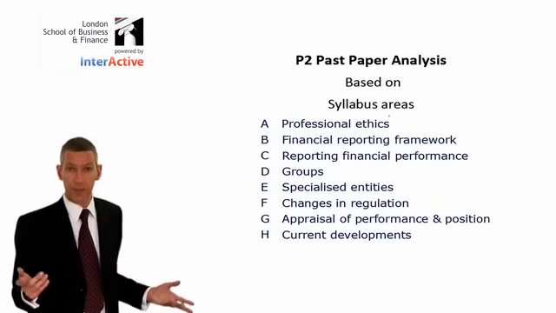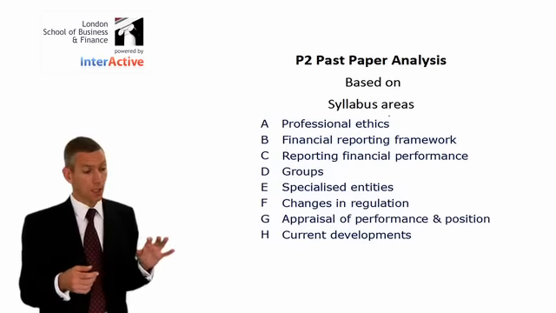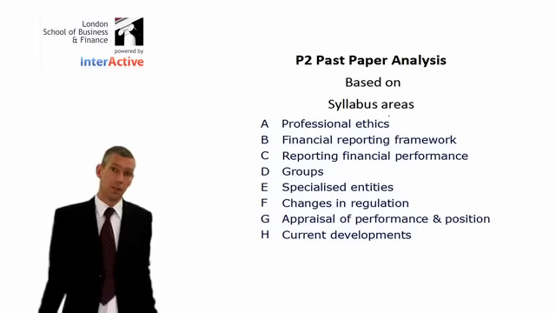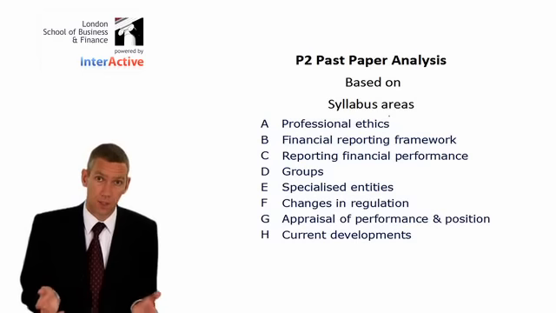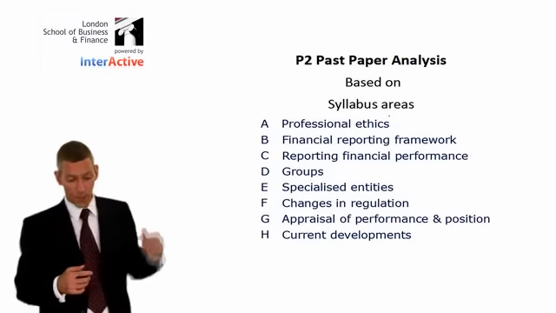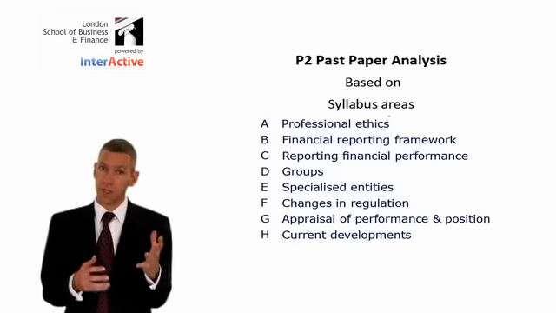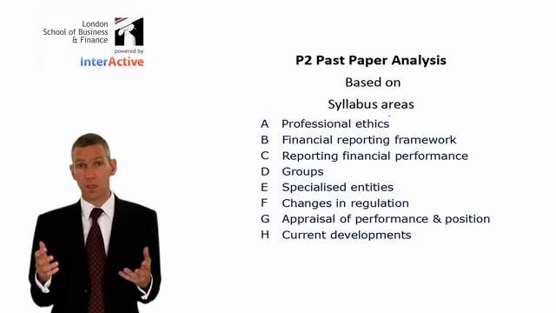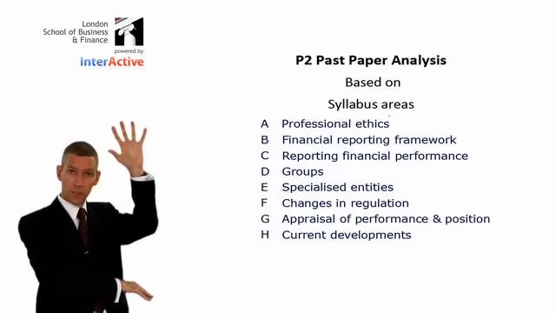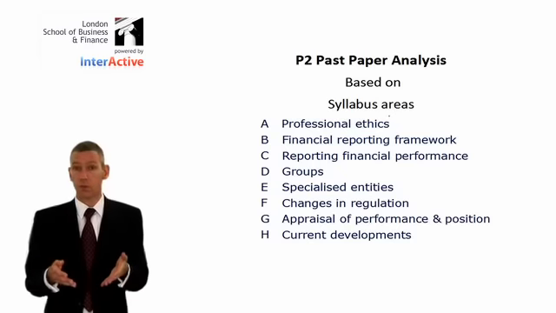A, professional ethics. Clearly the accountants up in the parent are forcing the subsidiary accountants to do creative accounting. And creative accounting is in breach of professional ethics. It's lying, isn't it? Creative accounting is lying. So the question has professional ethics. It's partly part A. B, financial reporting framework. There's a definition of an asset and the definition of a liability. And when you have a lease, you have a liability. And the parent is telling the subsidiary to push the liability off the balance sheet. So, yes, it's related to the financial reporting framework.